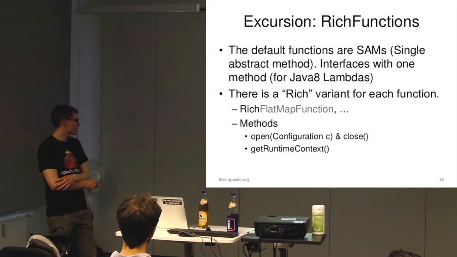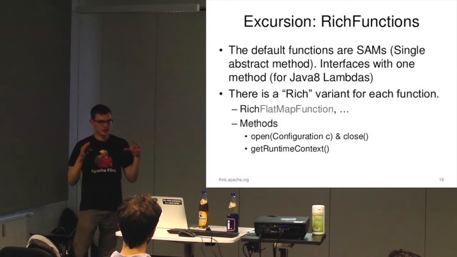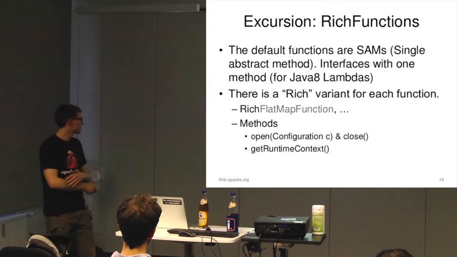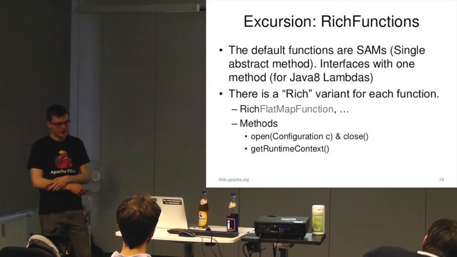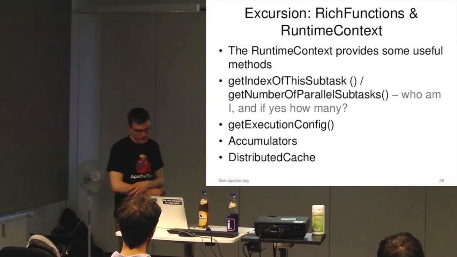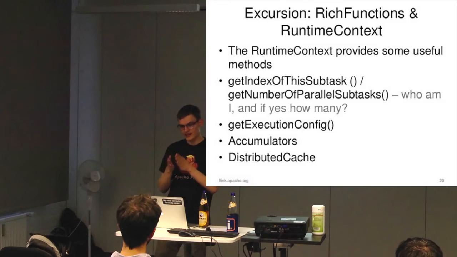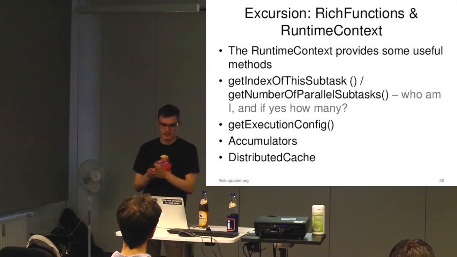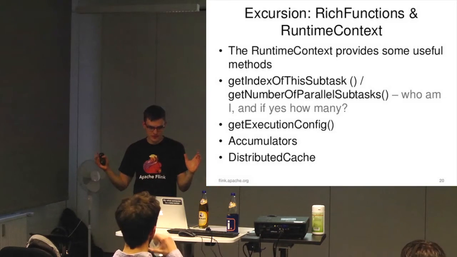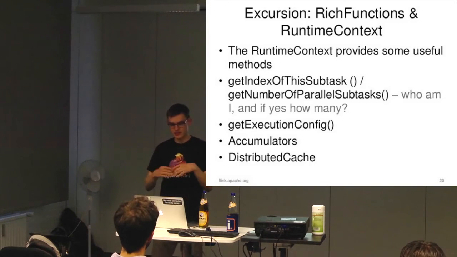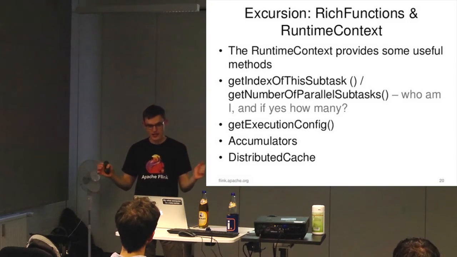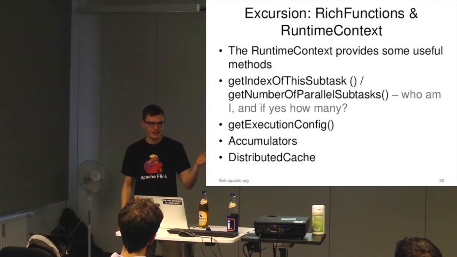For example, the open method where you can pass a custom configuration, and the close method, for example, when your mapper is creating a connection to an outside system that you want to cleanly close. And you get access to the runtime context. And the runtime context allows you to get, for example, the ID of the task you're running on. So imagine you have 10 mappers. Then this get number of parallel subtasks will tell you, okay, there are 10 mappers. And you can get the information that you are mapper number 2.